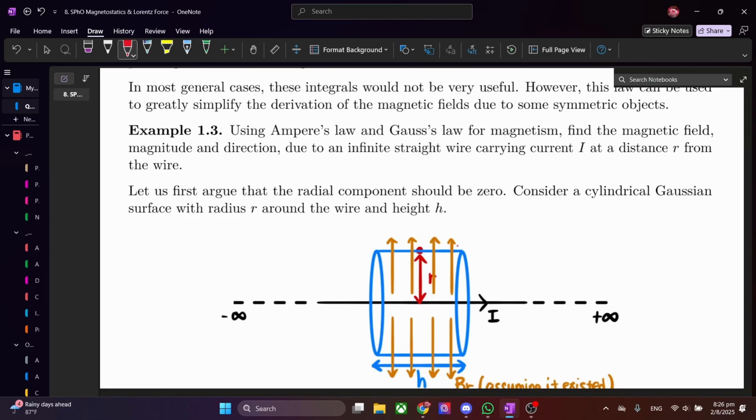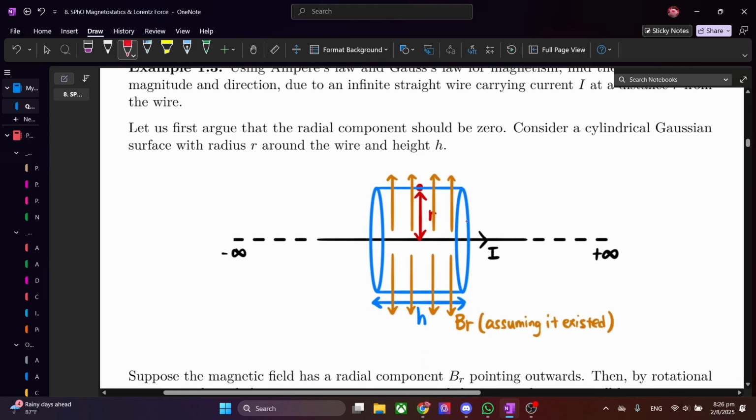Using Ampere's law and Gauss's law for magnetism, we want to find the magnetic field this time. But let's say we also don't know the direction yet. So how will we go about this? The one thing to know is that a wire is quite symmetric.